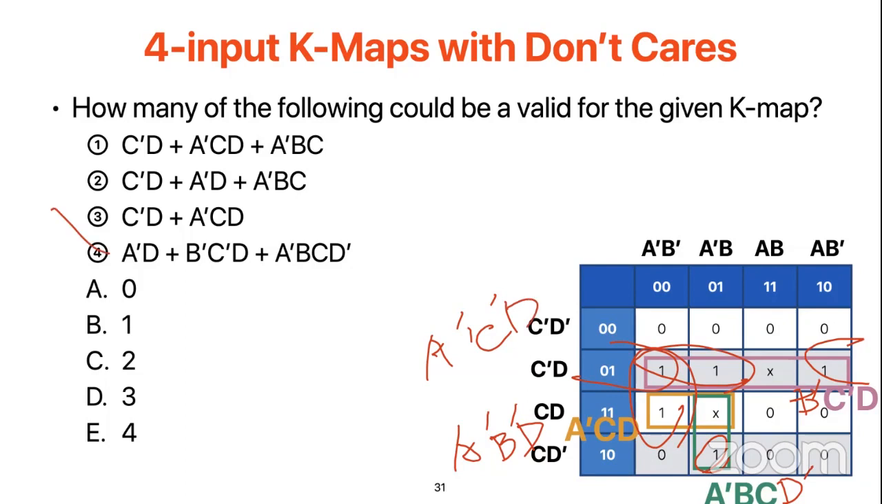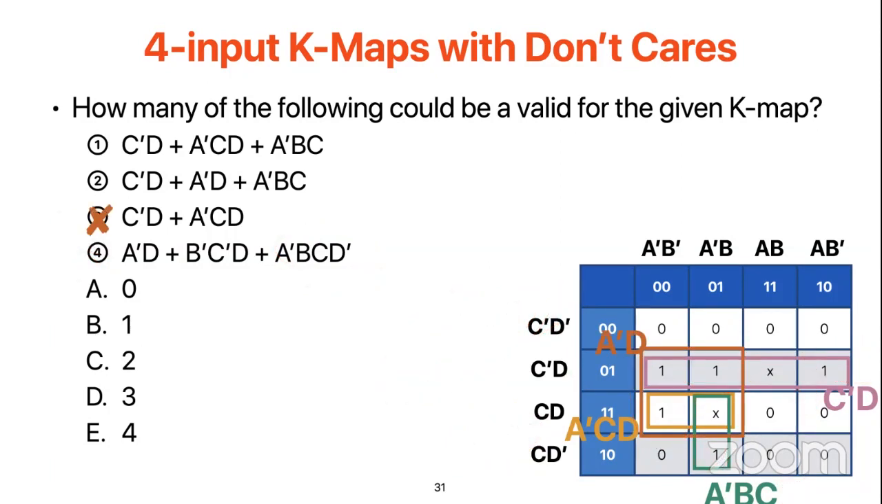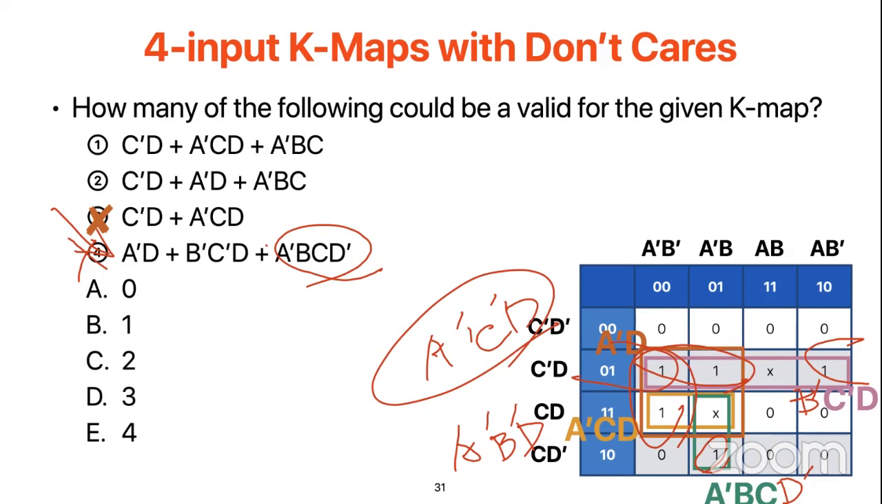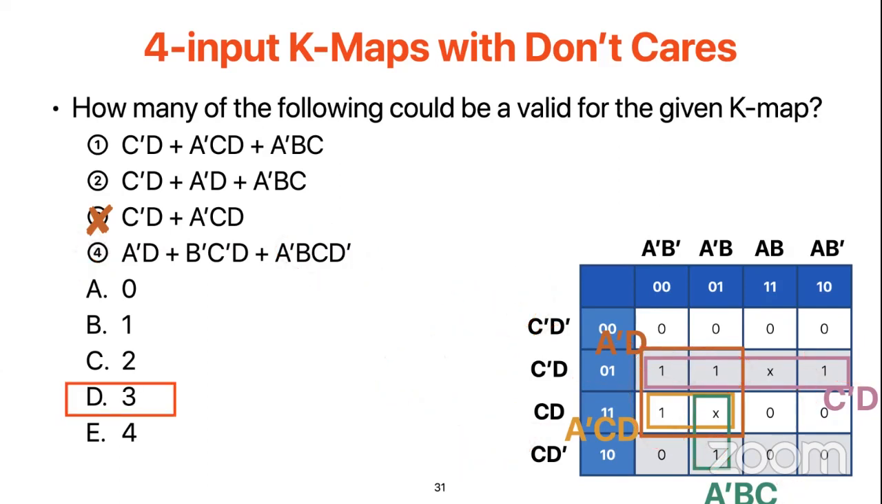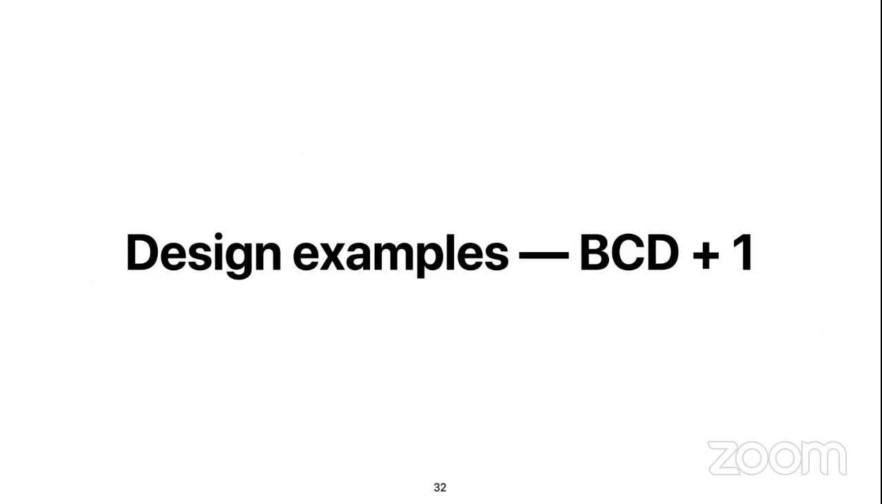So if you look at 4, right, it doesn't really have A prime, B, C, D. It does cover 3 of these. However, it needs to be complete if you have this term, right? So this one is the only one that I don't think should be valid. Well, actually, I put it in the wrong place, right? So this one's the only one that shouldn't be the valid one. Okay, so 3 of them are actually possible if you treat the don't cares as 1s.